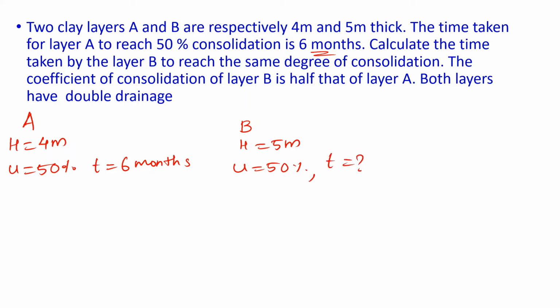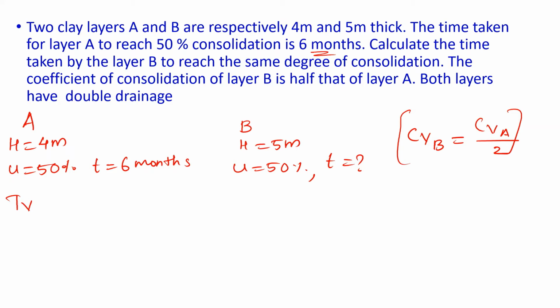They have given one more condition: the coefficient of consolidation of layer B is half that of A, that is Cv of B is half of Cv of A. This condition is also given. So here also we need to use the relation between time factor and degree of consolidation, since we need to find the t value.